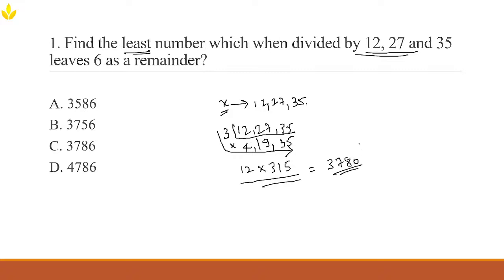So this number is completely divisible by 12, 27 and 35. But what we require is the number which gives 6 as a remainder. So if we add 6 to this number, we will get the remainder as 6. So the required solution is option C, 786.